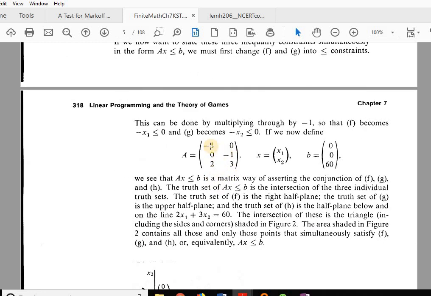Alright, so here, for instance, we have this matrix A. Now it's no longer a single row, it's 1, 2, 3 rows. Each row represents a different equation. The first equation is minus x1 plus 0x2 equals 0. Second equation, 0x1 minus x2 equals 0. Third equation, 2x1 plus 3x2 equals 60. Now he's using inequalities, so we can express this as Ax less than or equal to b.